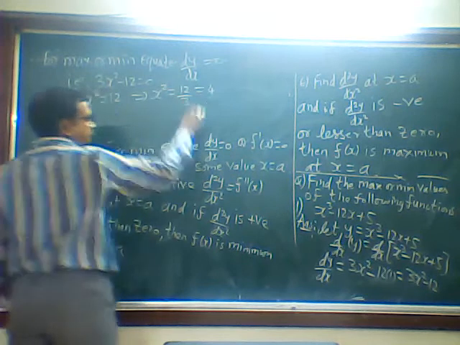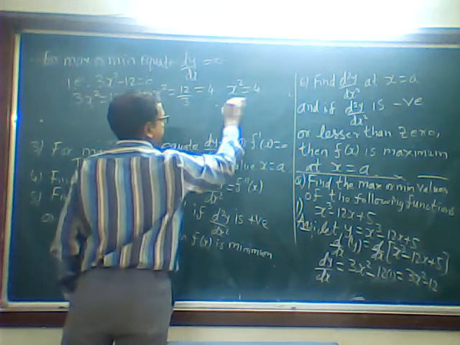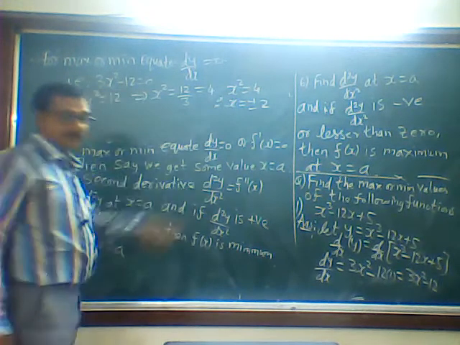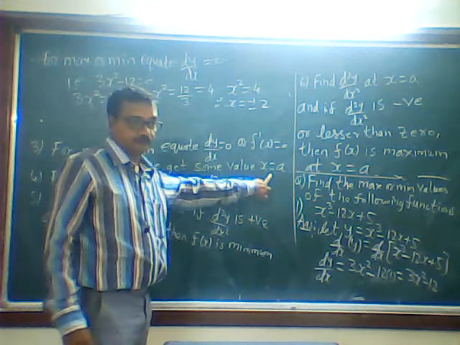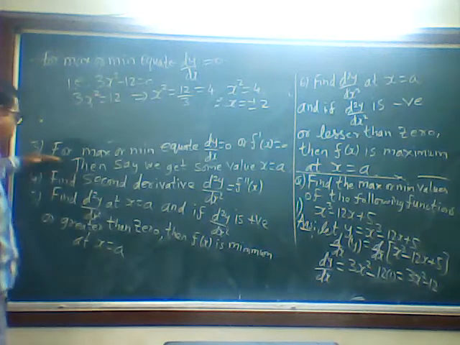3 ones are 3, 3 fours are 12. So x square is equal to 4. Therefore, x is equal to plus or minus 2. So I got plus or minus 2. That is my a value. I am getting here 2 and minus 2. Now the third point is over.